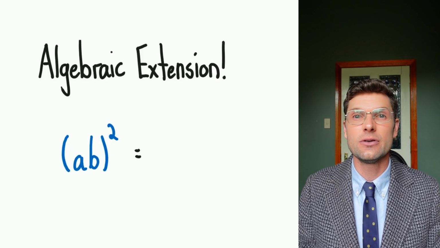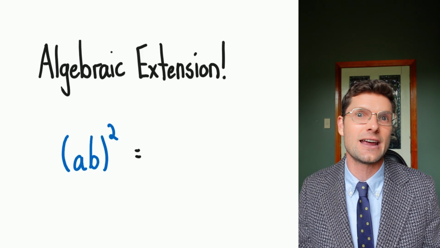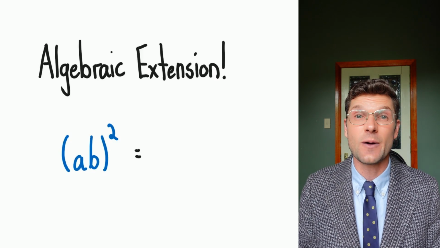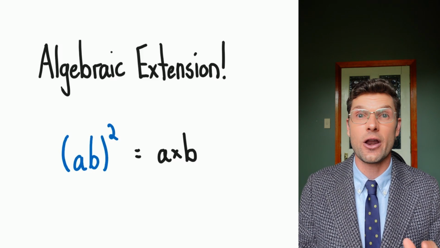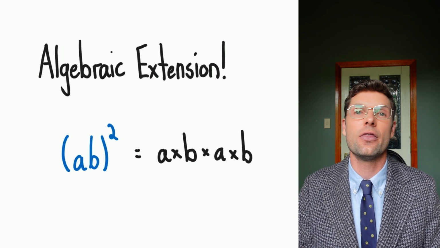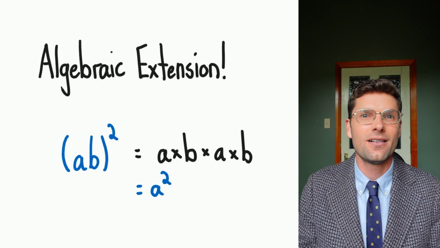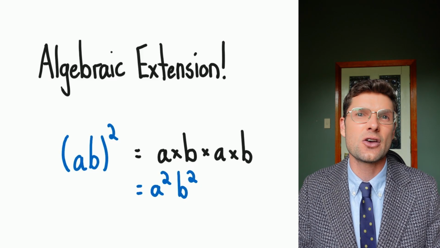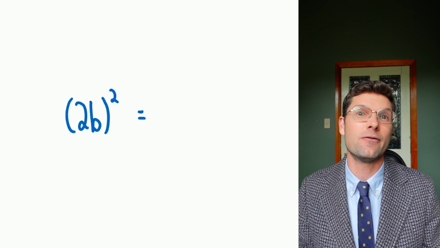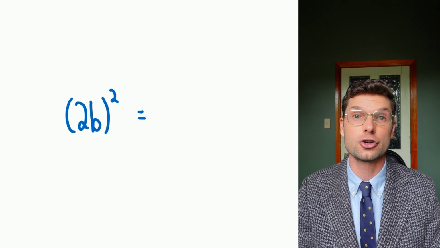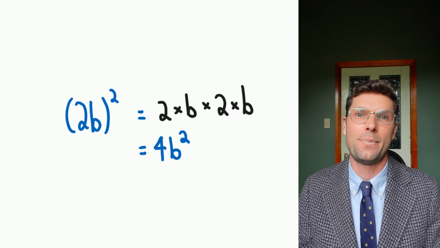So what can get a little bit difficult is if we've got multiple terms within the same bracket. This is a bit of an algebraic extension on what we've just learnt. So this one here, a times b all to the power of 2. What that's saying is we've got a times b, a times b, multiplied together. But we know with algebra, if I've got a times a, that's a squared, and b times b is b squared. So the answer for this is a squared b squared. The same thing happens here if I've got 2b all squared. I've got 2 times b times by itself, 2 times b. This ends up with 4b squared.